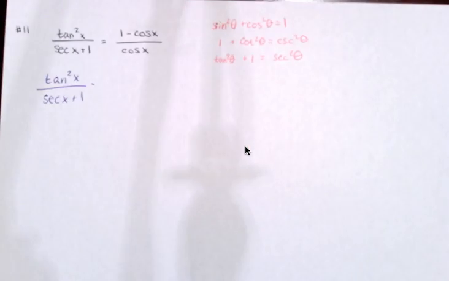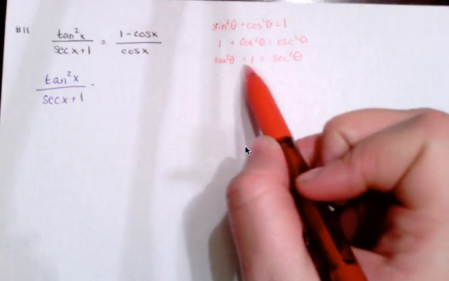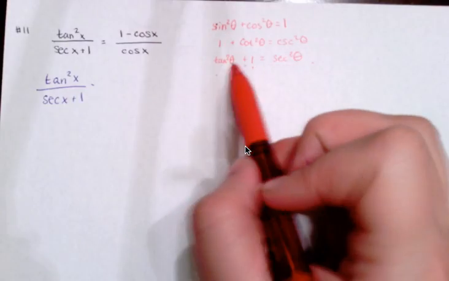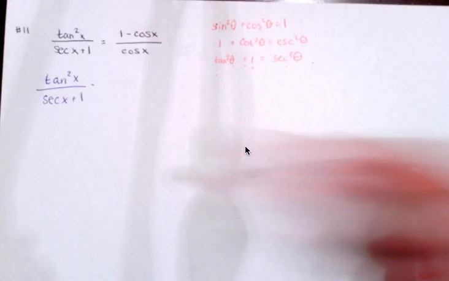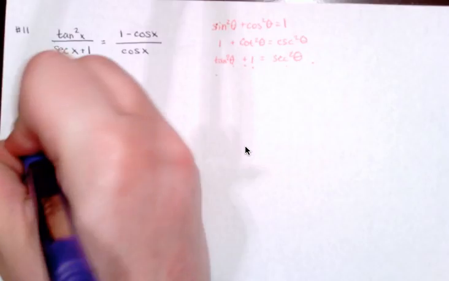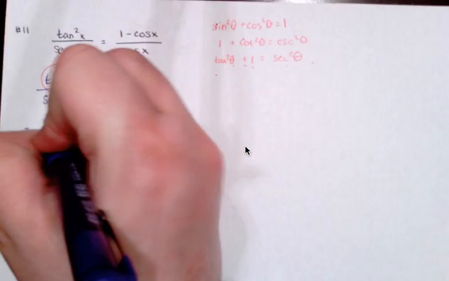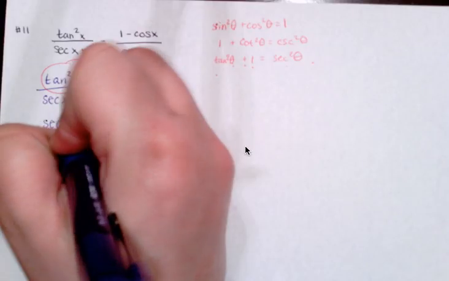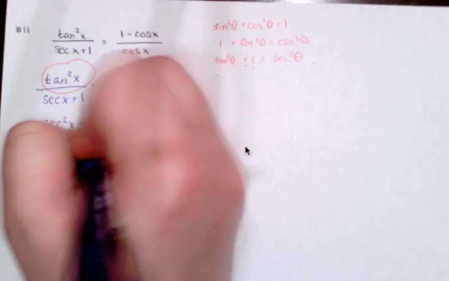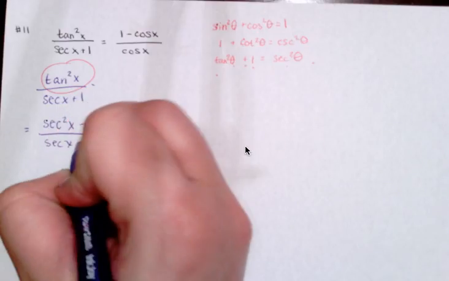Alright, so if I have tangent squared on top, well, here's tangent. If I minus 1 to each side, tangent squared would be equal to secant squared minus 1. So I'm going to rewrite that. Again, I said tangent squared is equal to secant squared minus 1, and then it's going to be all over secant of x plus 1.